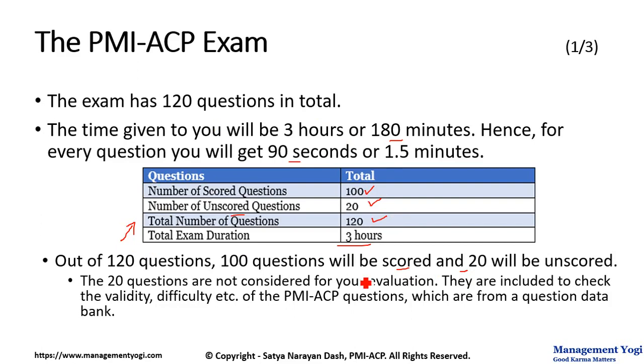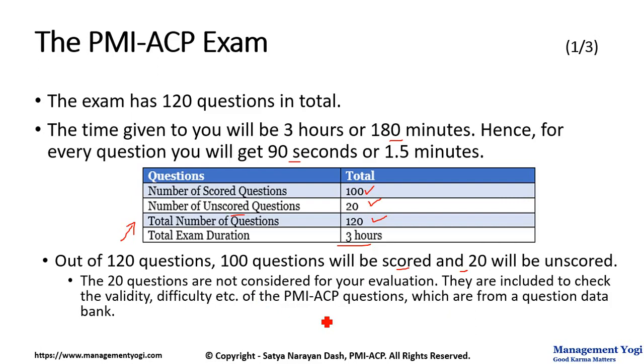Now these 20 questions which are unscored are not considered for your evaluation with respect to the exam. They are included to check the validity, difficulty, etc. of the PMI-ACP questions, which are taken from a question bank. So they are checking whether the question standard has gone up or gone down, and these 20 unscored questions will be used for that purpose.